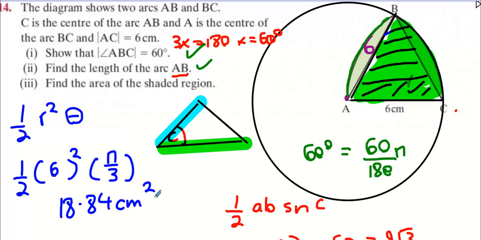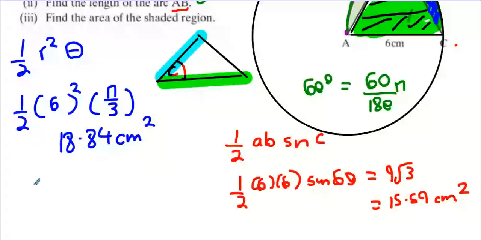Now, lads, can anybody therefore tell me what is this blue area out here then? How did you get that? Yeah, take away the 15.59. What do you get when you take away 15.59 from 18.84? 3 point... we got 3.25.